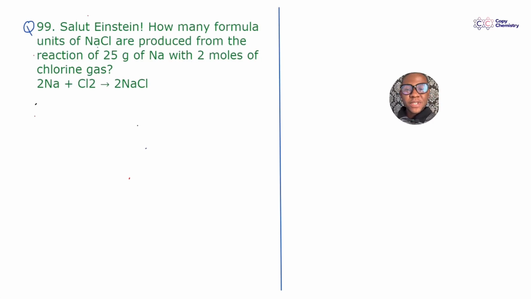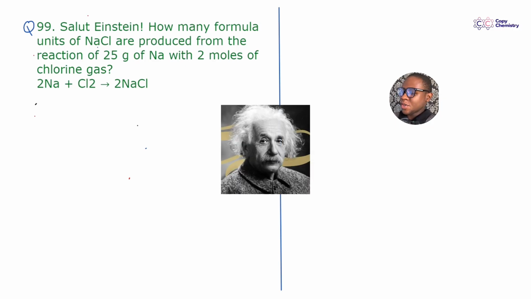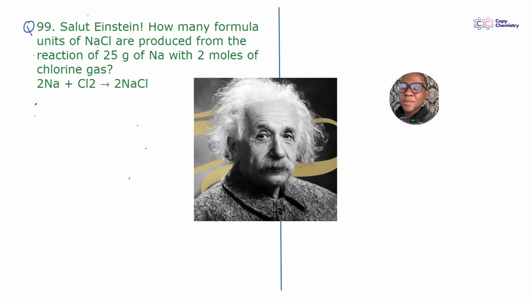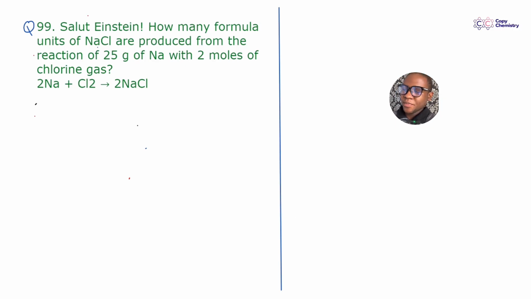Hi, this is question number 99 on stoichiometry, and shout out to Einstein because the 99th element on the periodic table is actually Einsteinium, and of course is also in honor of Einstein.